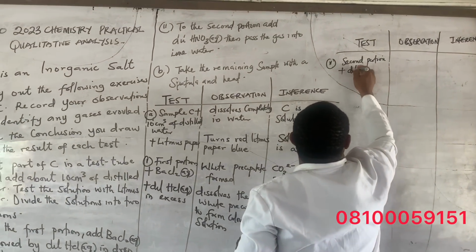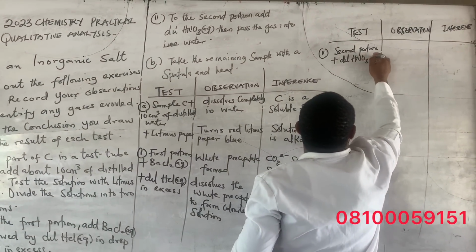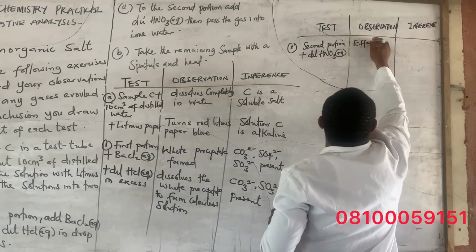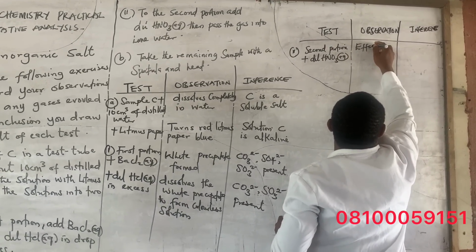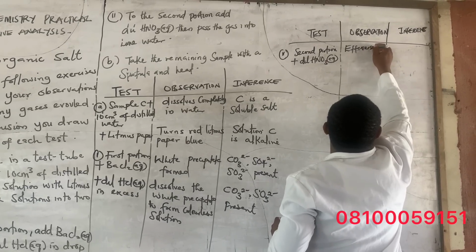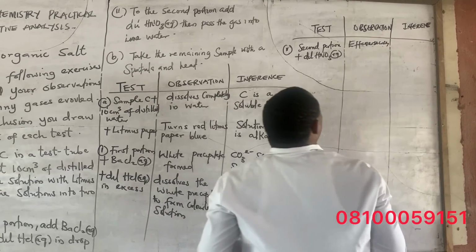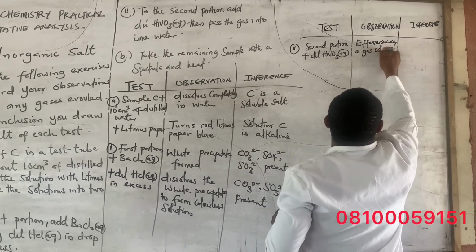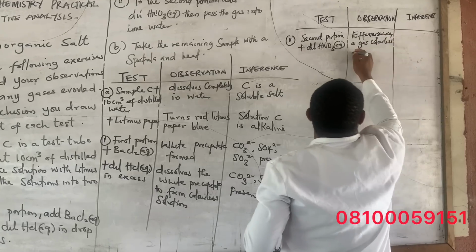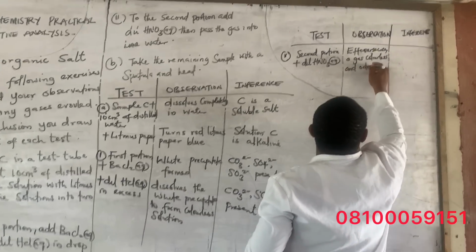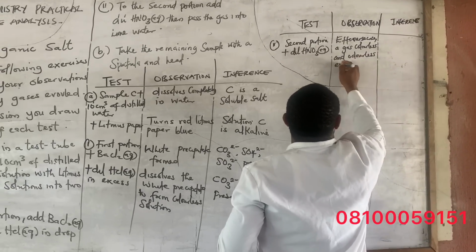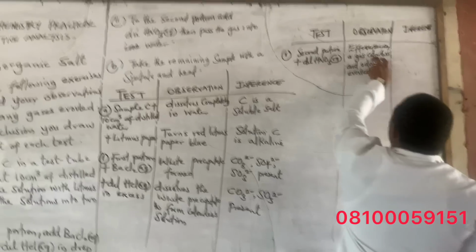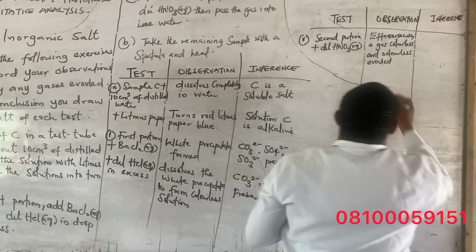plus dilute HNO3 aqueous. So what happened? The observation number 1: there was effervescence. Okay, so a gas, colorless and odorless, evolved. Okay, can you see that now? Effervescence, a gas, colorless and odorless was evolved, turning.